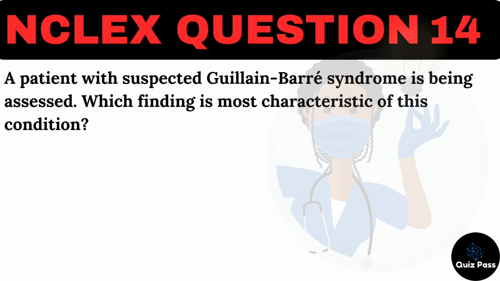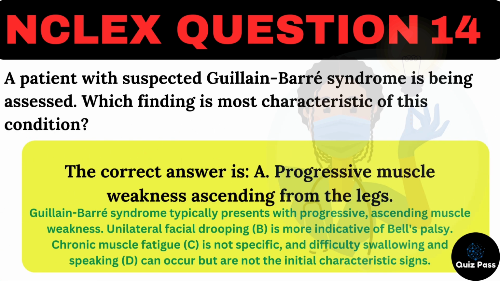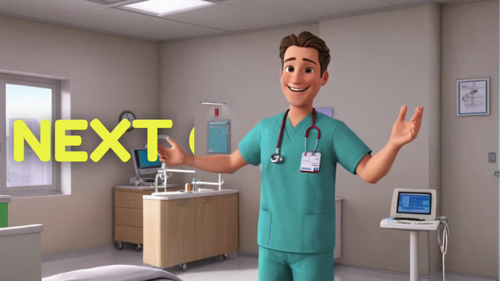The correct answer is A. Progressive muscle weakness ascending from the legs. Guillain-Barré syndrome typically presents with progressive, ascending muscle weakness. Unilateral facial drooping, B, is more indicative of Bell's palsy. Chronic muscle fatigue, C, is not specific, and difficulty swallowing and speaking, D, can occur but are not the initial characteristic signs.